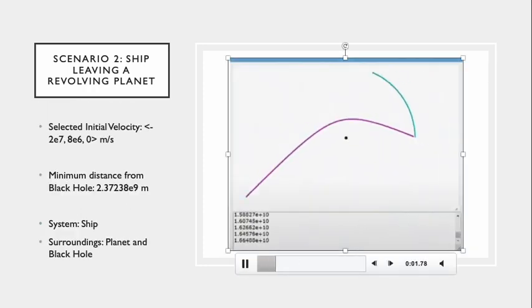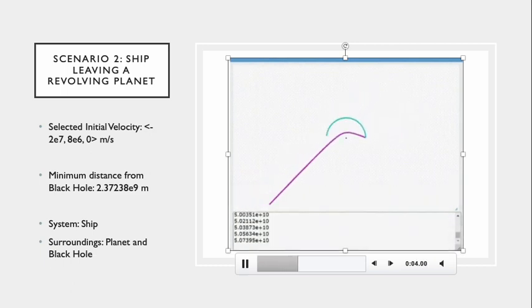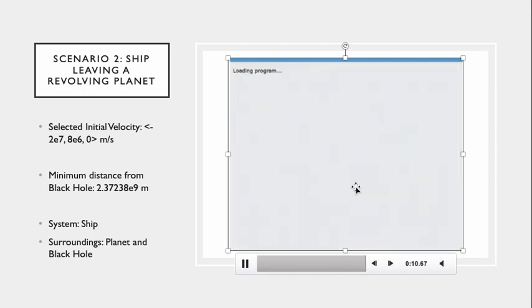So this is what it looks like. You can very clearly see the ship left the system. This is the velocity I used, and then the minimum distance using the if statement that I got was 2.37 times 10 to the 9th meters. And in this case, our ship is the system and the surroundings is the planet and the black hole.